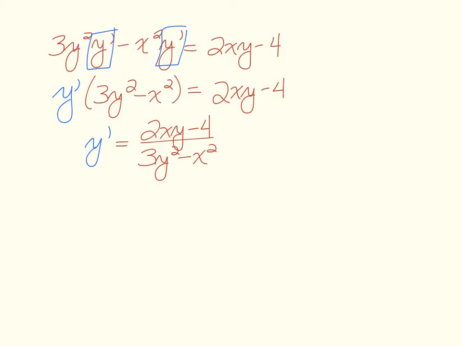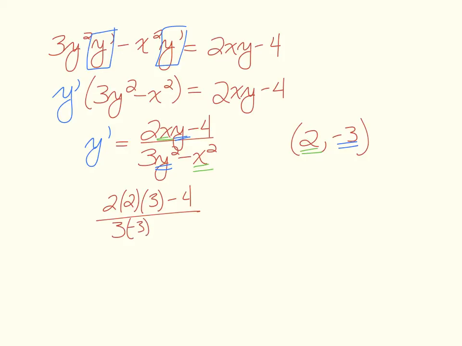So we have found a derivative. The original exercise is asking us to find the equation of the tangent line at the point (2, -3). In order for us to find the slope of the tangent line, we need to substitute in the 2 for any x values in our derivative, and the -3 for any y values in our derivative. So when we do that, we get 2 times 2 times -3 minus 4, all over 3 times (-3) squared minus 2 squared. And that is the slope of our tangent line that we're looking for.